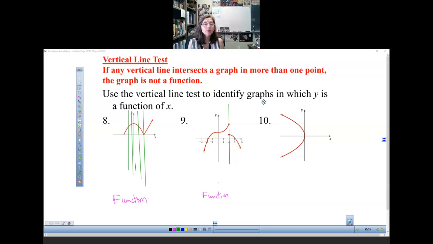Number 10 is not a function. Draw one vertical line right there. All it takes is one, and I've got an issue here, and I've got an issue here. So not a function. Okay. All right. Makes sense. Questions? All right. Okay.